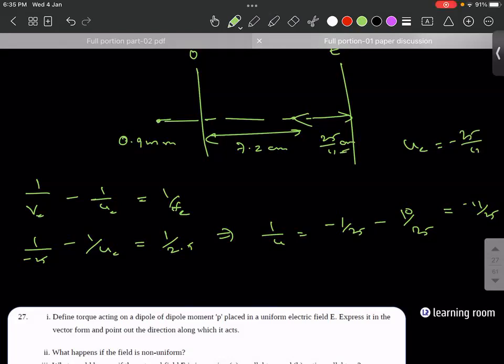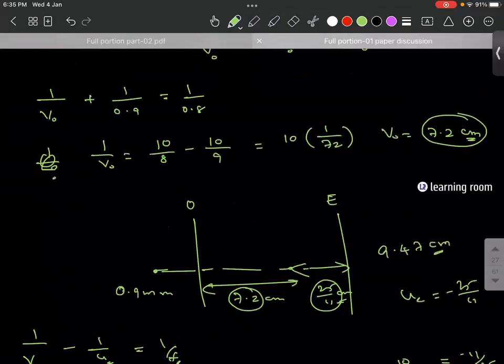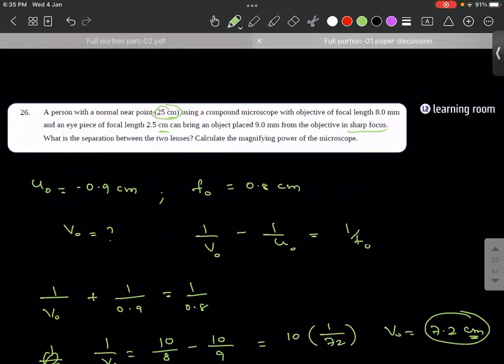Now, what is going to be the distance between both? Can you calculate it? 25 divided by 11 should be how much? 2 point something, no? So this is 7.2, this is 2 point something. Adding both, according to the value given here, your answer should be 9.47 centimeters. I'm not sure if you remember the answer that you have got. So this is the value, 9.47. That is the first question.